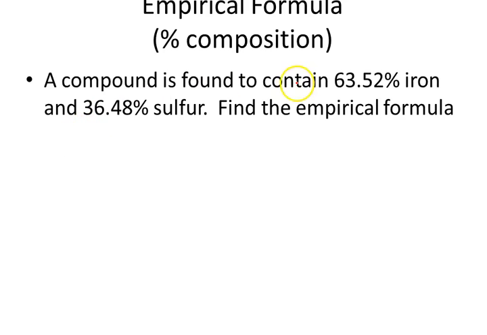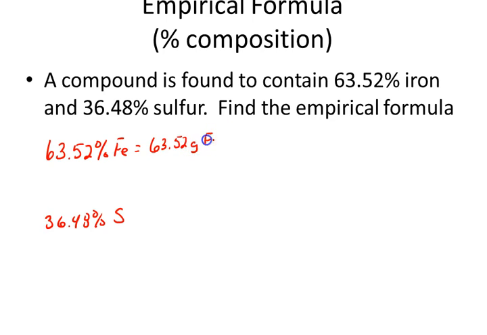In our next problem, we again have percentages. So the second example of that, we've got a compound that contains 63.52% Fe and 36.48% sulfur. First thing that we would want to do is convert our percentages to grams by assuming a 100 gram sample. If we assume a 100 gram sample, then this is 63.52 grams of iron and 36.48 grams of sulfur.